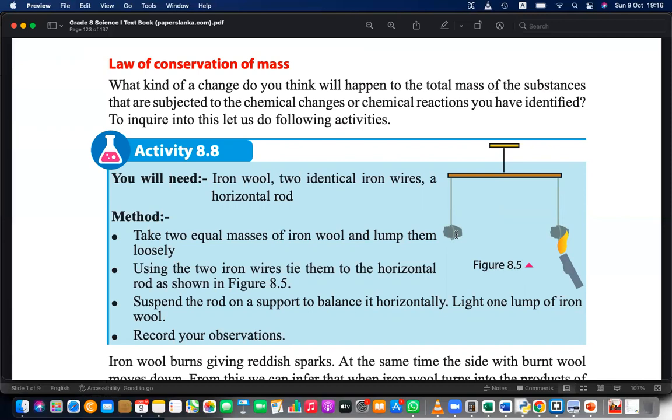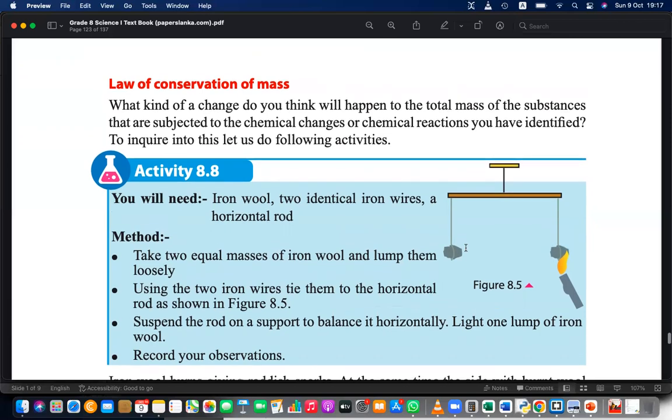You can use that, and then what you need to do, you have to burn one, right? So when you suspend the rod and balance it horizontally, light one lump of iron wool. So you have to light one lump of iron wool, and what will be the result?